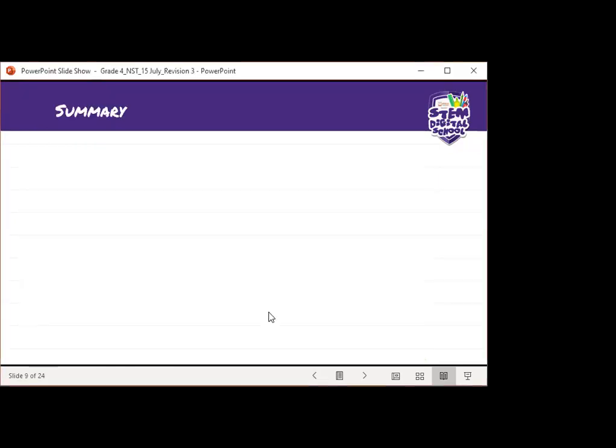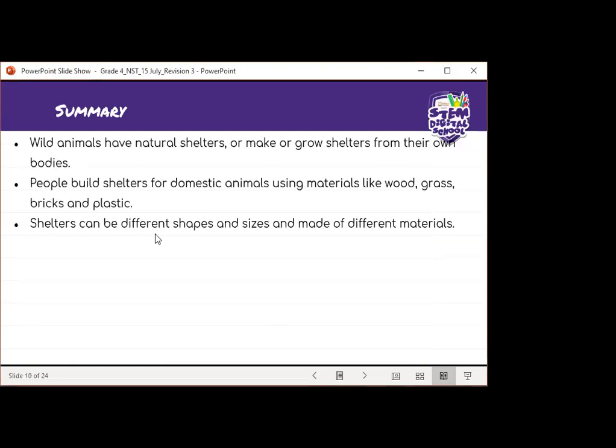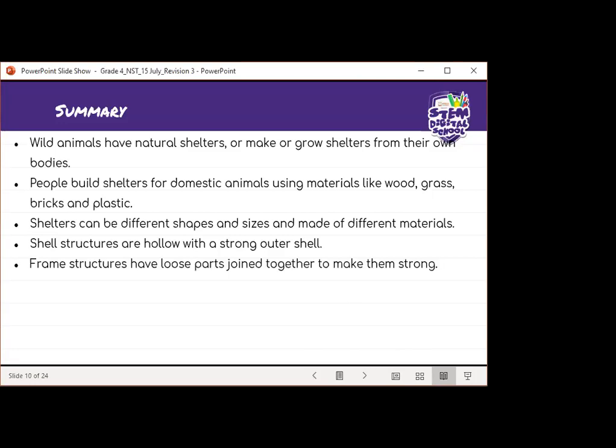All right, so let us look at the summary for this section. Wild animals have natural shelters or make or grow shelters from their own bodies. People build shelters for domestic animals using materials like wood, grass, bricks, as well as plastics. Shelters can be different shapes and sizes and made of different materials. Shell structures are hollow with a strong outer shell. Frame structures have loose parts joined together to make them strong. To make an animal shelter, you need to think about its purpose, shape, size, as well as the materials.